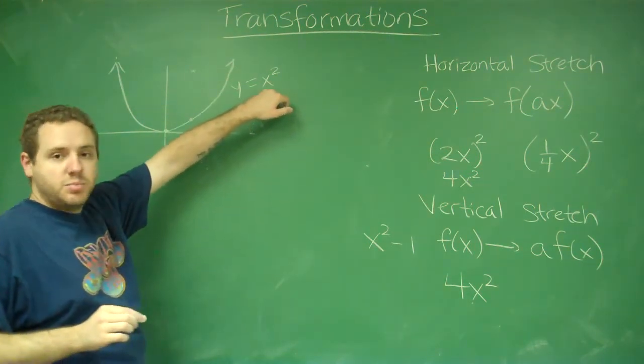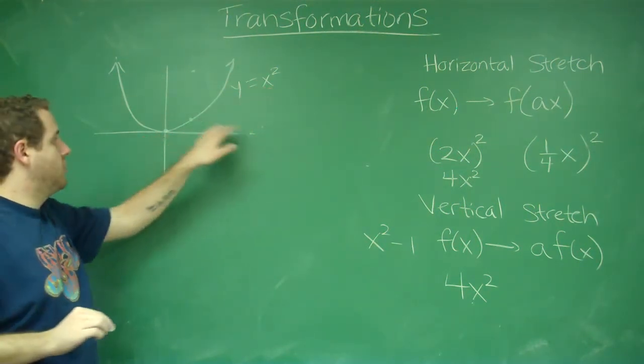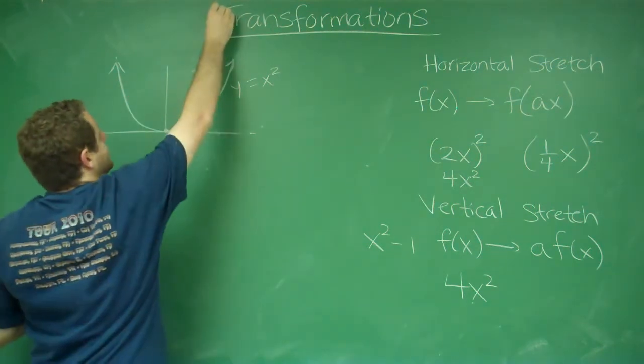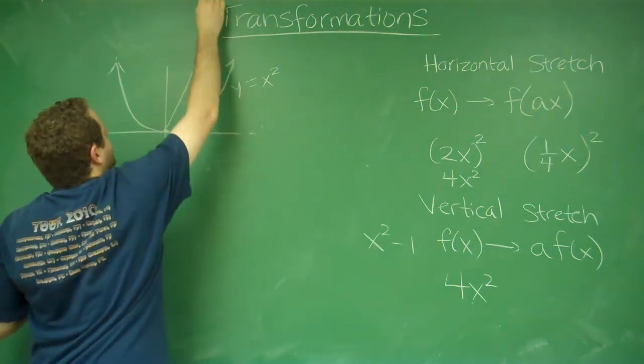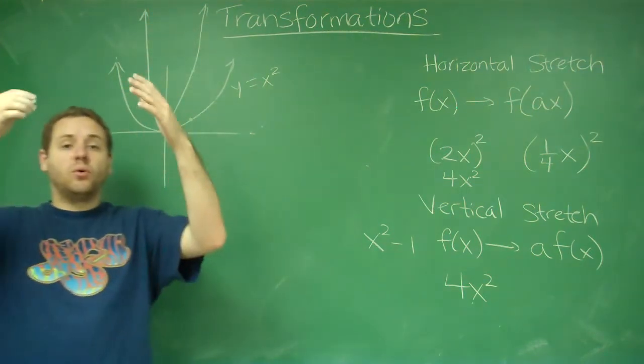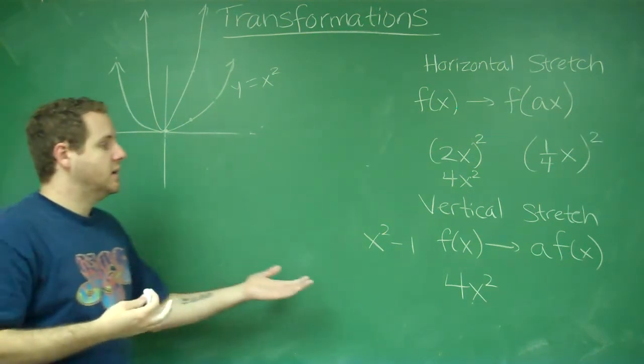And then the next point. When you plug in on your regular graph, if you plug in 2, 2 squared is 4, you would get 4. However, on this graph, you're going to multiply that 4, you're going to get 16. So every y coordinate got multiplied by 4 and is 4 times higher now. That's the way you can think about graphing it.